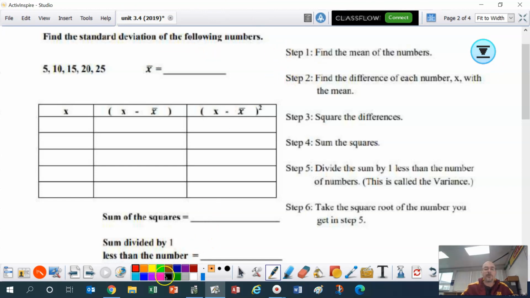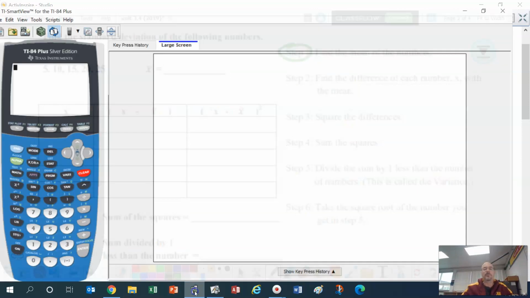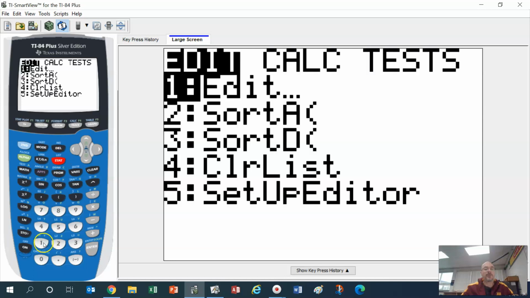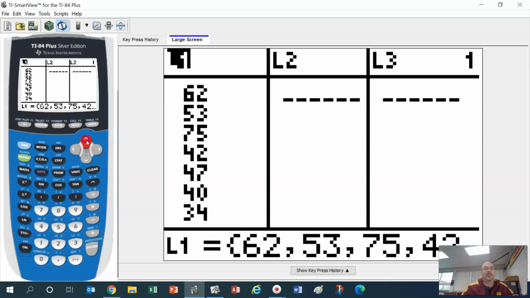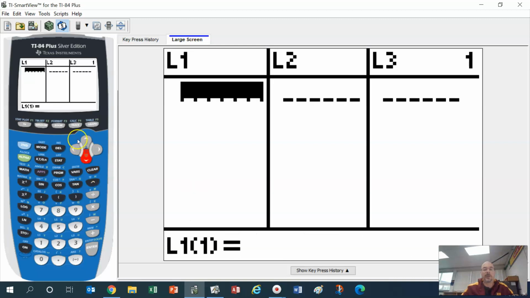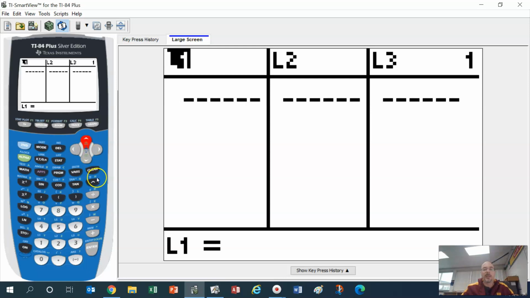So step number 1, we're going to find the mean of the numbers. There are several ways you can do this. You can use your list if you want. Let me go through that. So remember, you go Stat, Edit, go to the top, hit Clear if there are any numbers in it, and then hit the down arrow. Again, one more time: to the top, hit the Clear button, and then the down arrow.